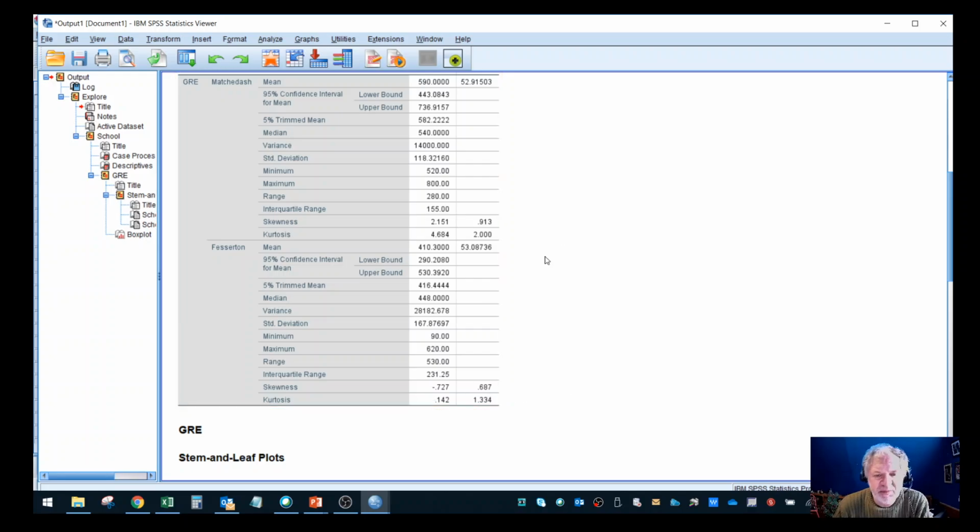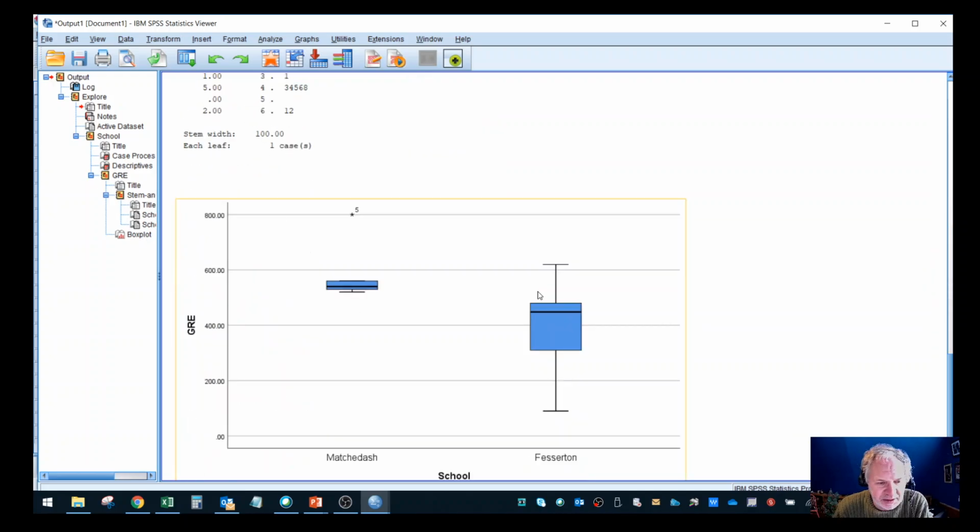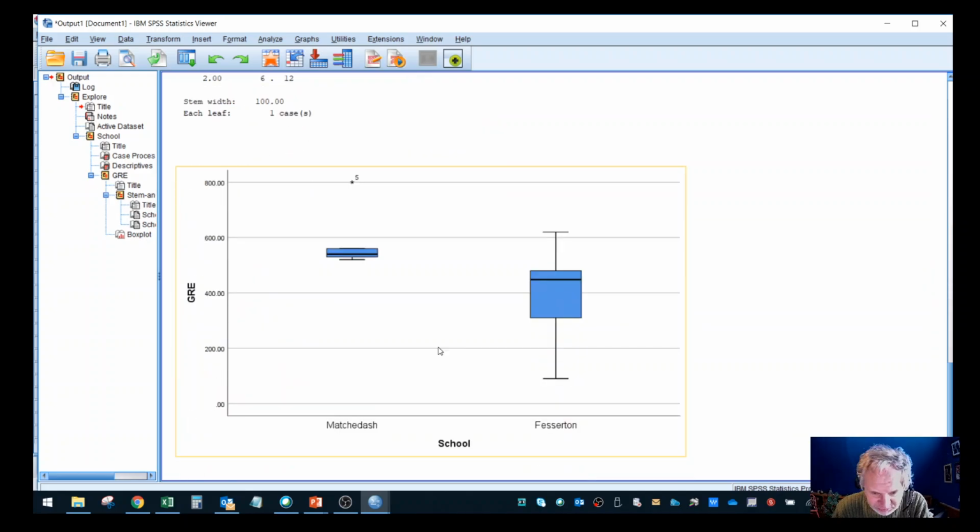Now I will go to my box and whisker plot, and voila. I have an outlier here. Record 5 in my data has a GRE score of 800, and it is more than 1.5 times the interquartile range above the median. It's an outlier, and that's what's driving my non-normality.